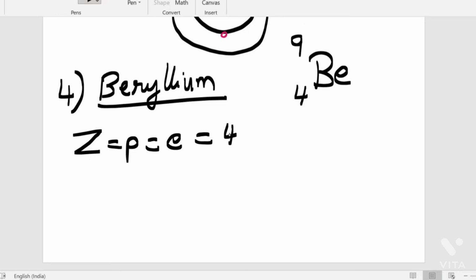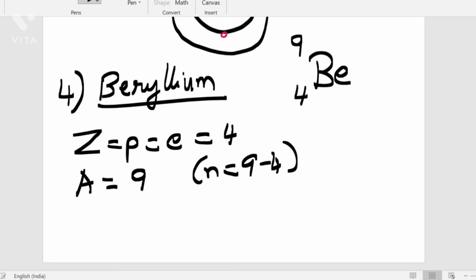Atomic number I wrote here. Mass number is 9. Mass number is represented by A, 9. So what is N? N is equal to 9 minus 4. The answer is 5. Okay, here then electronic configuration.